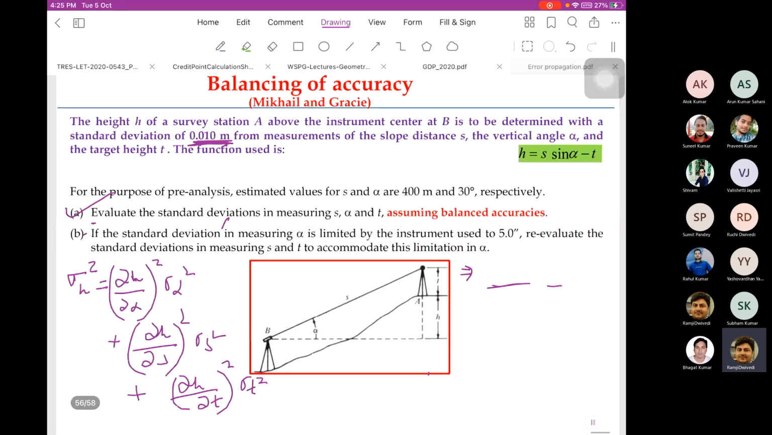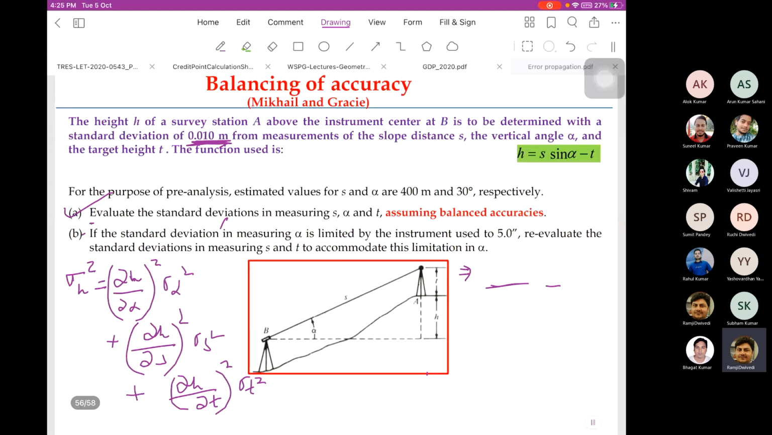Finally tell me this: what would be sigma h by sigma alpha? What would be the sigma h by sigma s? And you can take the basic measurements which are given. So the first case is assuming balanced accuracy. When I say balanced accuracy, it means these three components are contributing equally. These three components, this one, this one, this one, they are contributing equally.